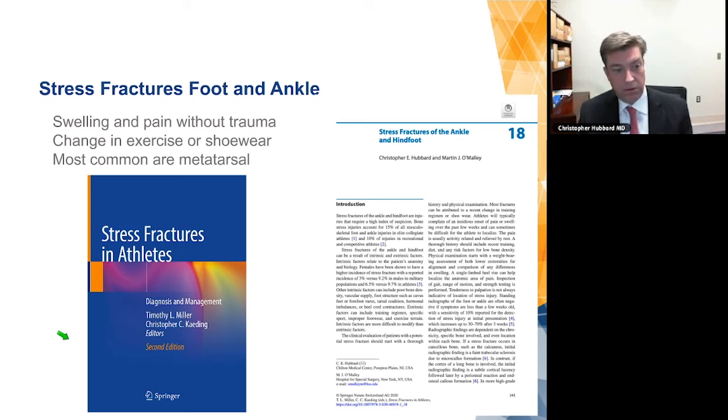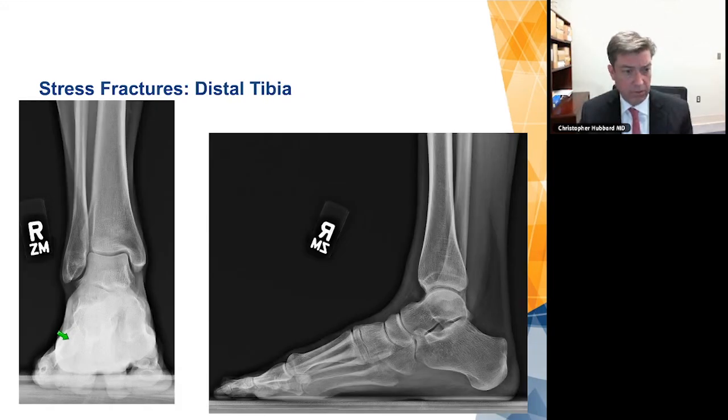But generally, you're seeing swelling or pain without trauma. Most often, there's some change in exercise regimen or workouts, or a difference in shoe wear, a new shoe or an old shoe that has just worn down too much. The most common is the metatarsal, but some of these can be very subtle, and the x-rays can be negative initially.